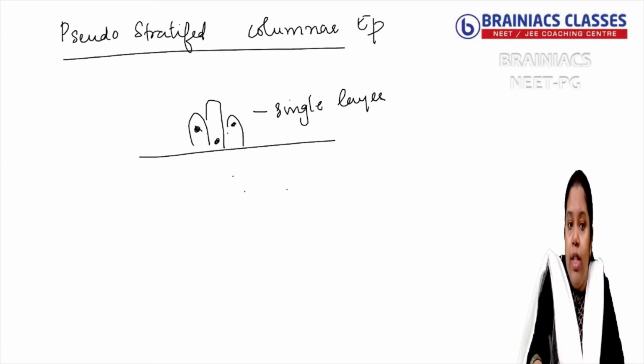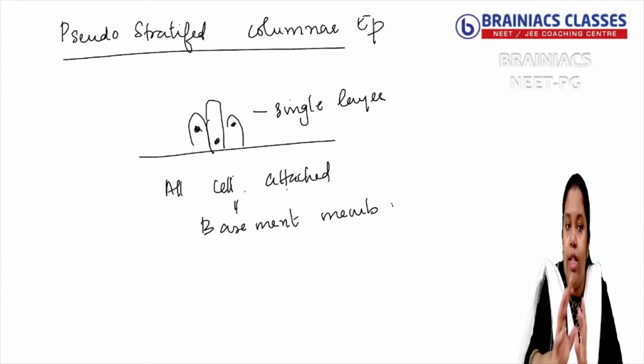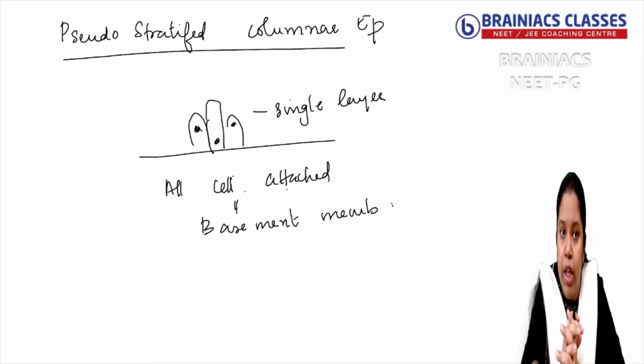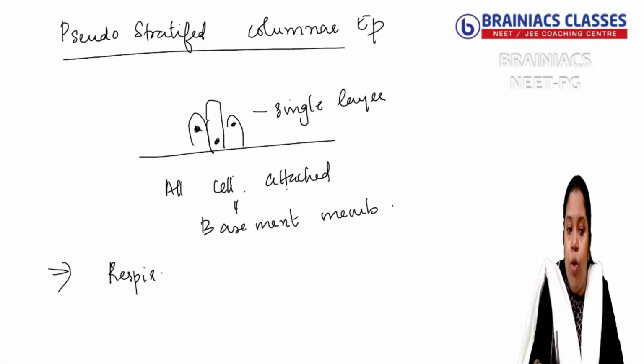Because all the cells will be attached to the basement membrane. All cells attached to the basement membrane, right? And where can you see this pseudostratified columnar epithelium? The answer is this is the respiratory epithelium, which is present in the trachea and the bronchus.